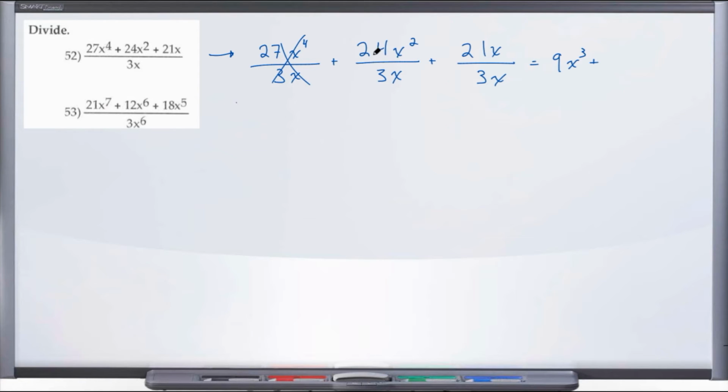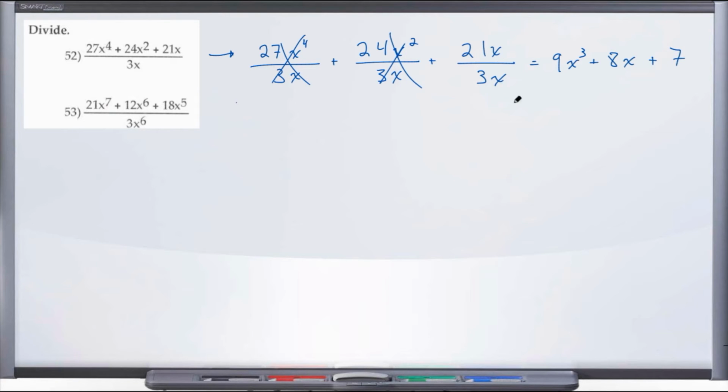Plus, well, 24 divided by 3, going to be 8. And then again, look at our x's. Are we top heavy or bottom heavy? We are top heavy by how many? 1. And so now we're finished here. And then lastly, 21 divided by 3, well, that's going to be 7.